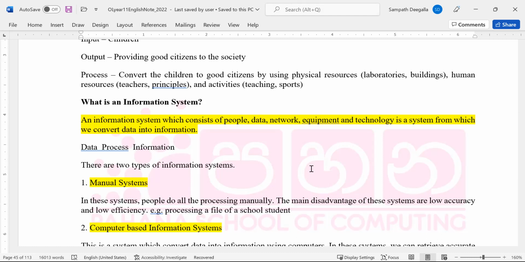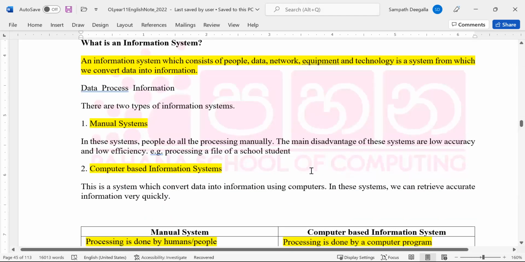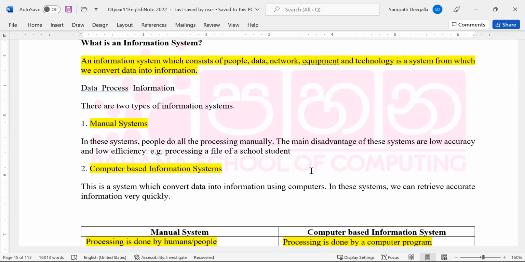So for example, the principal has a different information requirement. Administrative officers have different information requirements. The same goes for your sectional heads, prefects, students, parents, and even all boys and all girls. Right. But these information systems could be of two different types. First, we have manual systems. Second, we have computer-based information systems.